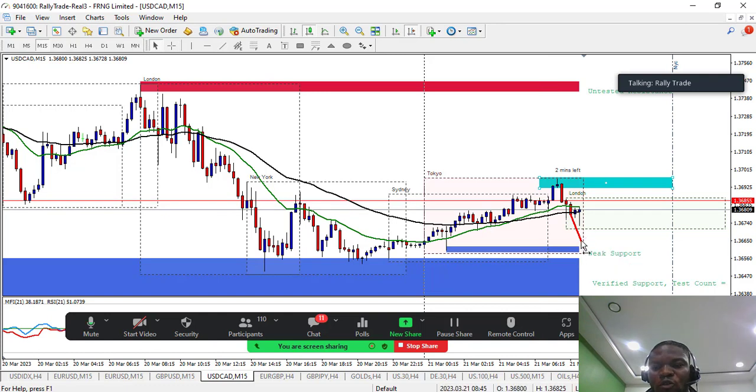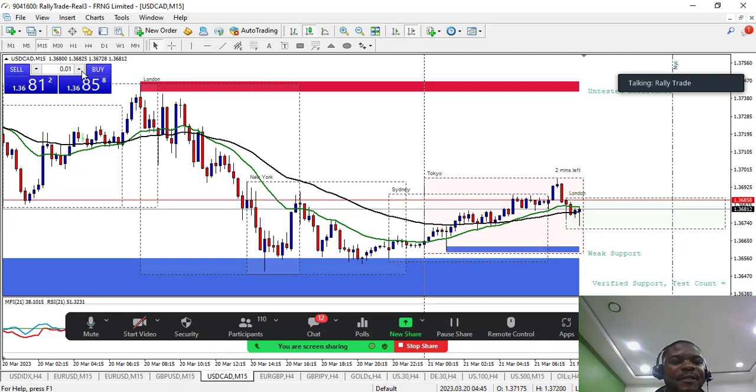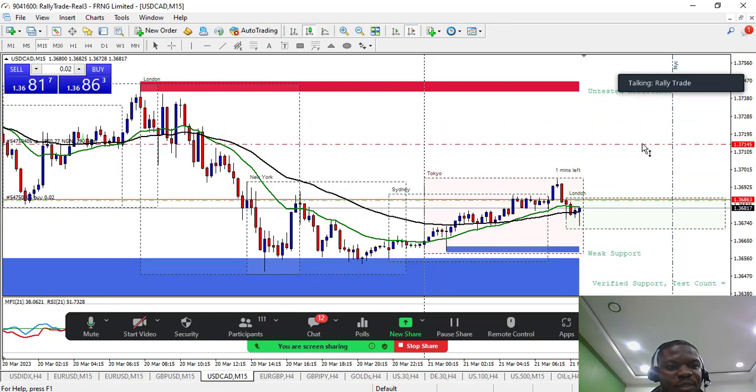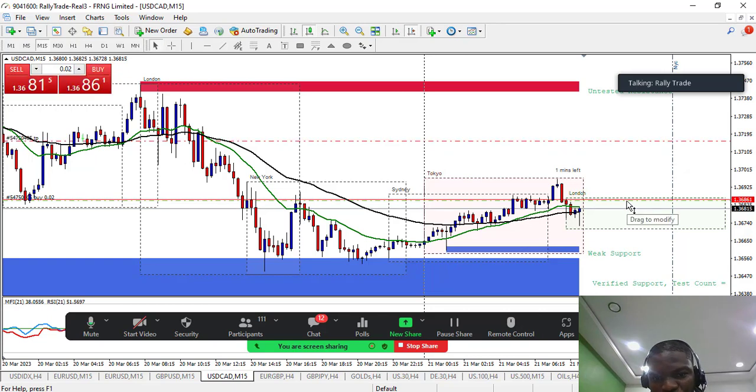But from what we saw on that Finviz, we saw that the strength of the dollar is stronger than that of the CAD, right? It's stronger than that of the CAD. So because of that, for an aggressive entry, I would like to take a buy. Then of course I would like to use my take profit to be maybe 30 pips like I did earlier, right? Then of course my stop loss.